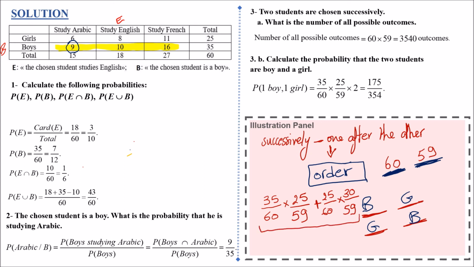Or in other ways, we can simply write 35 over 60, which is for the boys here, times 25 over 59 times 2, because we can reverse them. We can take the boy first and then the girl, or the girl first and then the boy. So we will get the answer.